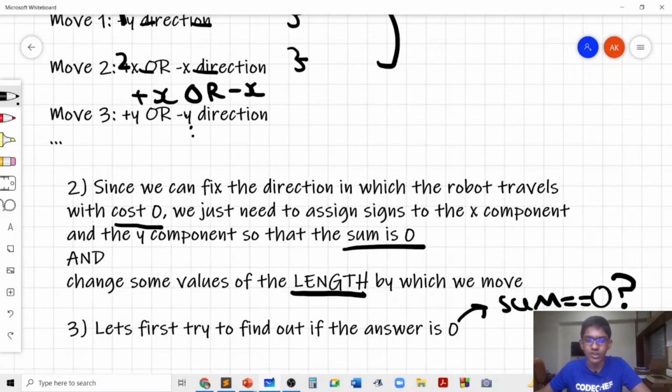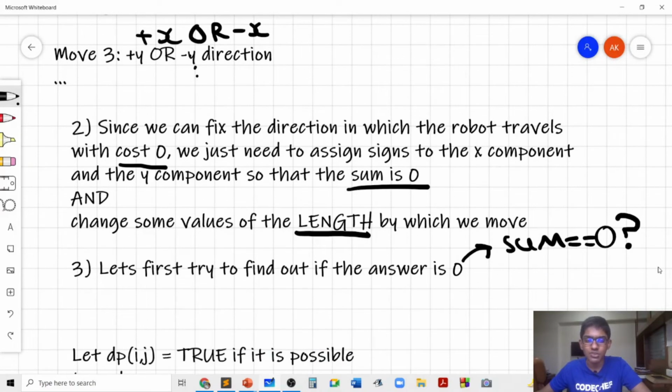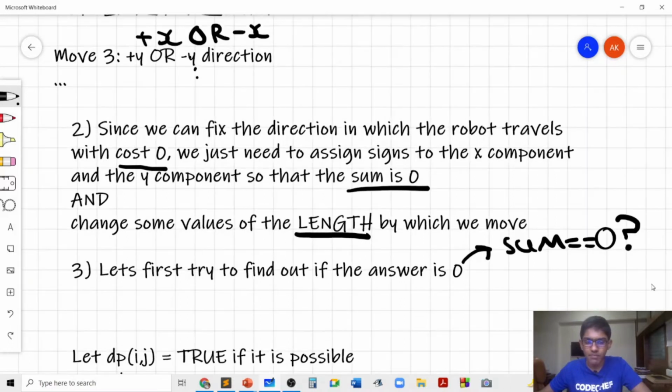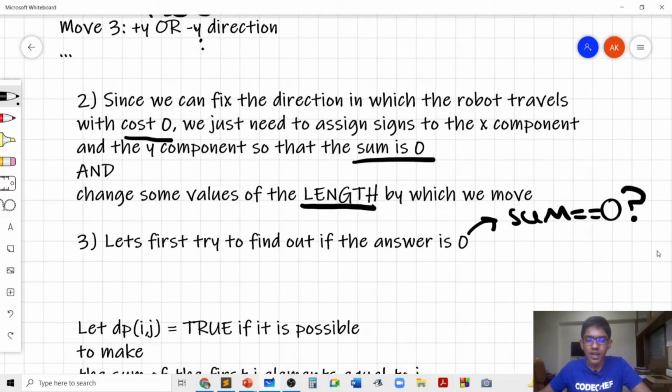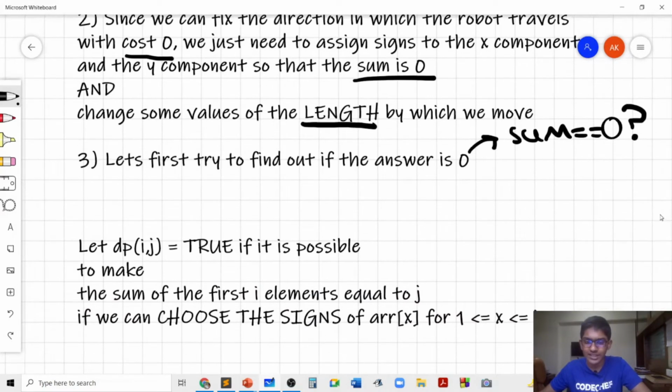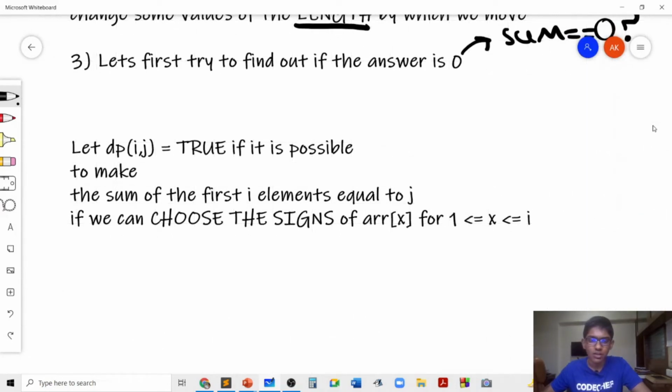That's the problem which we are trying to solve. And that can be solved by using a 2D dp[i][j]. So dp[i][j] is true if it's possible to make the sum of the first i elements equal to j, by choosing the signs of each element in the array for all the elements up to i. So for the first i elements, can we make them equal to j by choosing the signs appropriately?